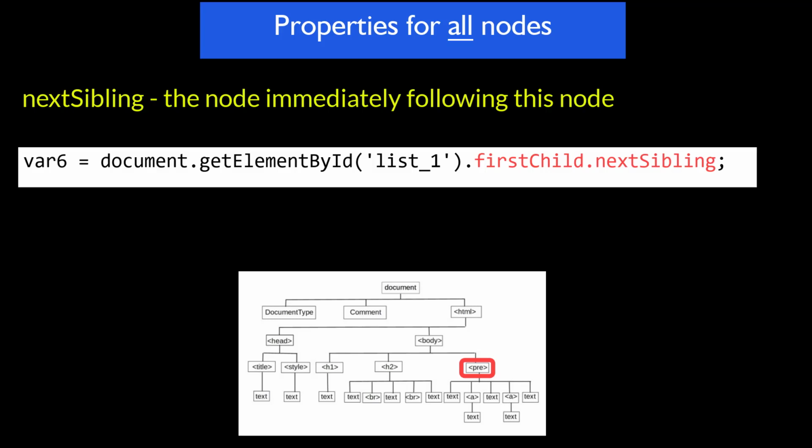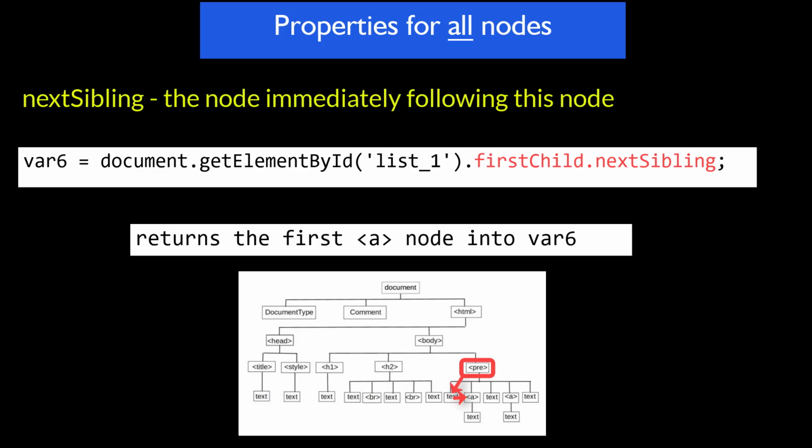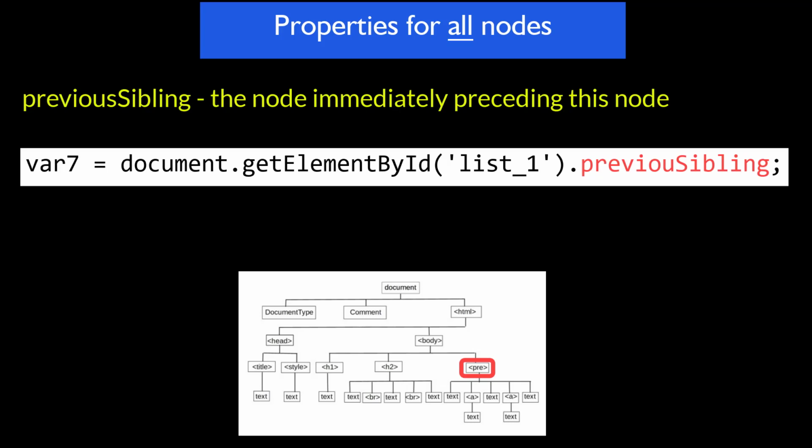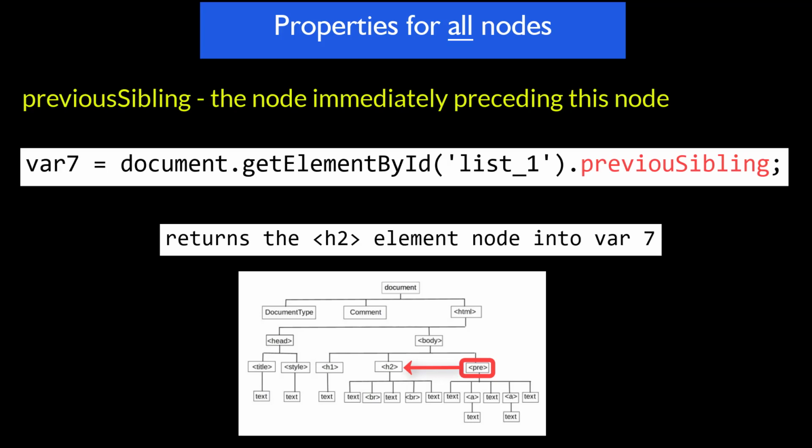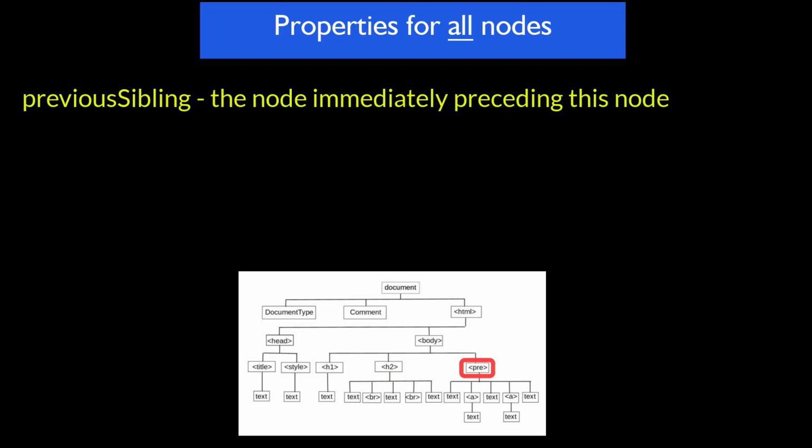var6 equals document.getElementById list_1.firstChild.nextSibling returns the first A element node into var6. var7 equals document.getElementById list_1.previousSibling returns the H2 element node into var7.